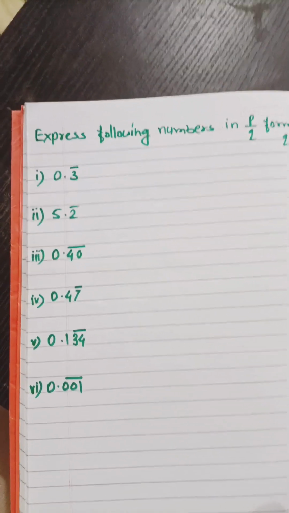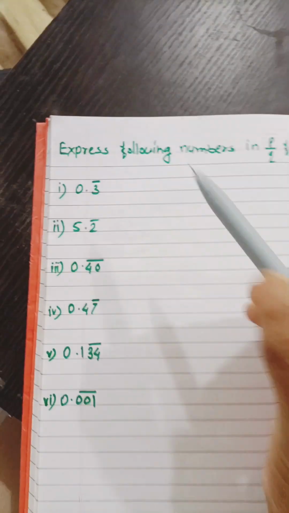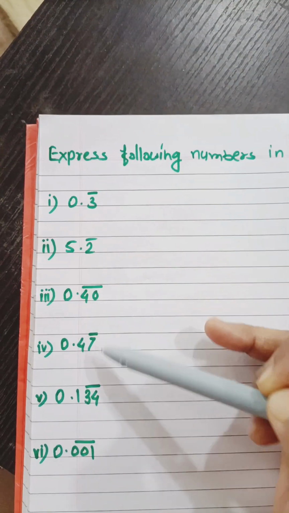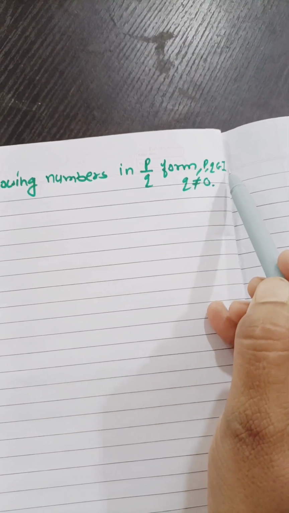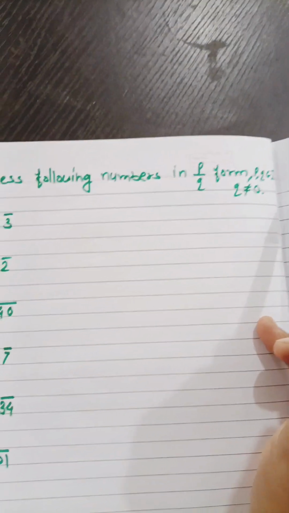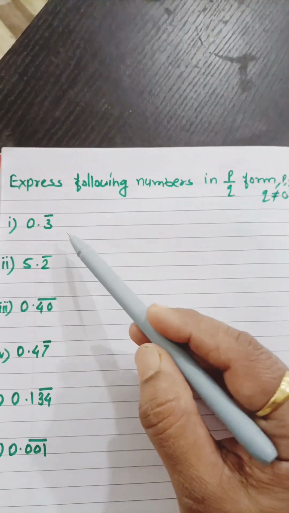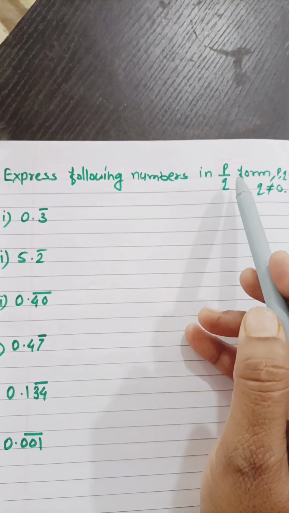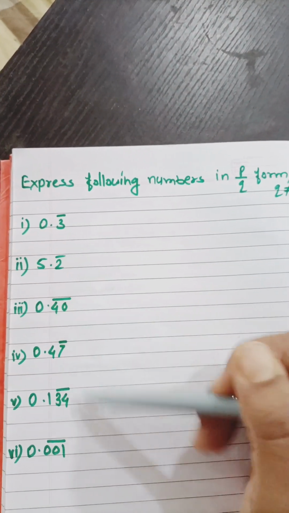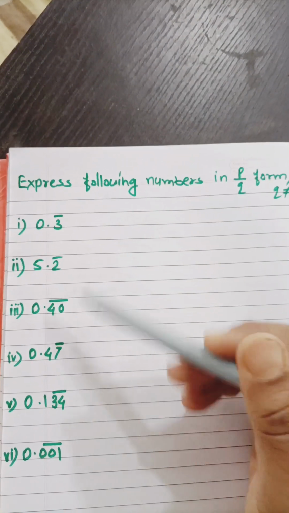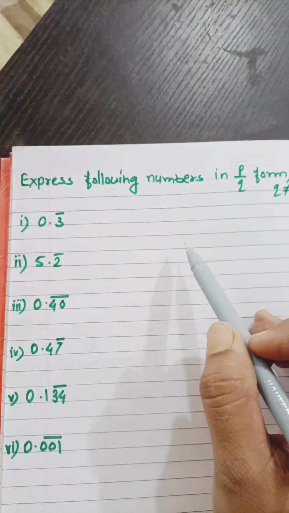Hello everyone. Today we will see how to express these numbers in the form of p by q, where p and q both are integers and q should not be 0. So simply we have to write these numbers in the form of p by q, meaning a rational number. First I will tell you a detailed method for this and then the fastest method. So let us see one by one.